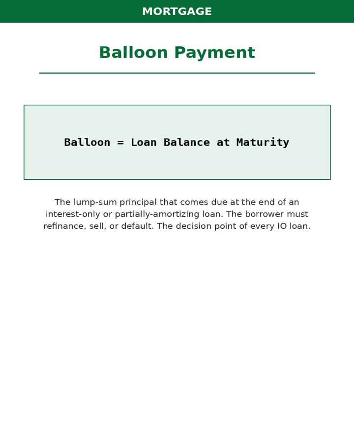Balloon payment. This is the lump sum principal due at the end of an interest-only or partially amortizing loan. With an IO loan, you pay only interest each month. Then at maturity, you owe the full principal. The borrower must refinance, sell, or default. Every IO loan has a balloon decision point you must plan for.